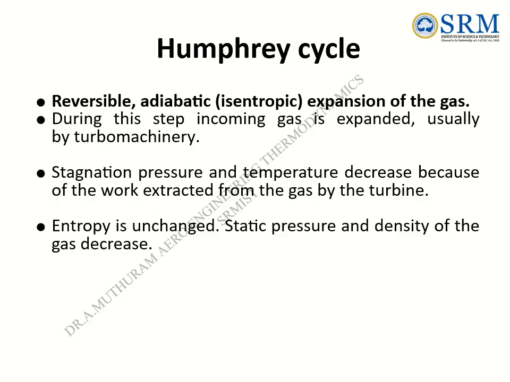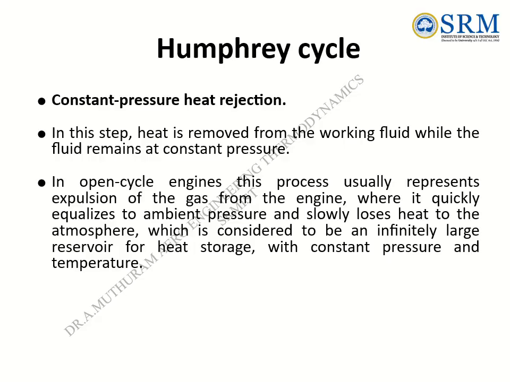During this step, incoming gas is expanded, usually by turbomachinery. Stagnation pressure and temperature decrease because of the work extracted from the gas by the turbine. Entropy is unchanged. Static pressure and density of the gas decrease. Constant pressure heat rejection. In this step, heat is removed from the working fluid while the fluid remains at constant pressure. In open cycle engines, this process usually represents expulsion of the gas from the engine, where it quickly equalizes to ambient pressure and slowly loses heat to the atmosphere, which is considered to be an infinitely large reservoir for heat storage, with constant pressure and temperature.